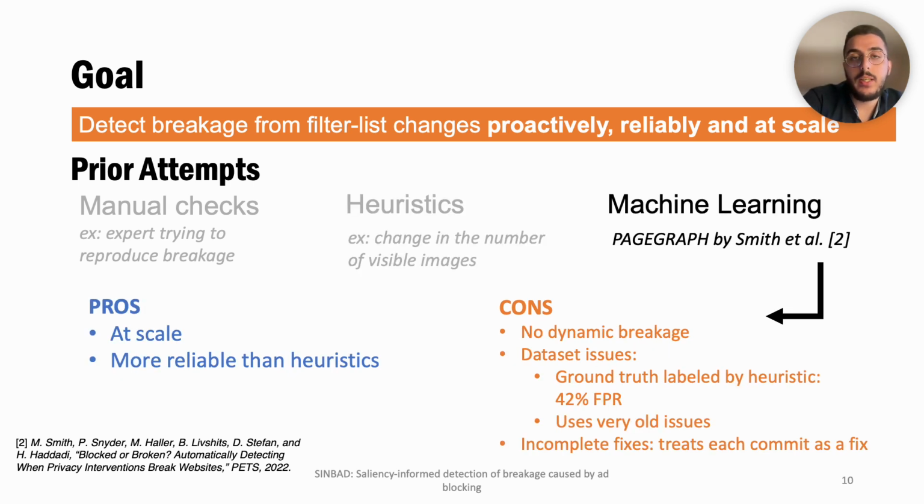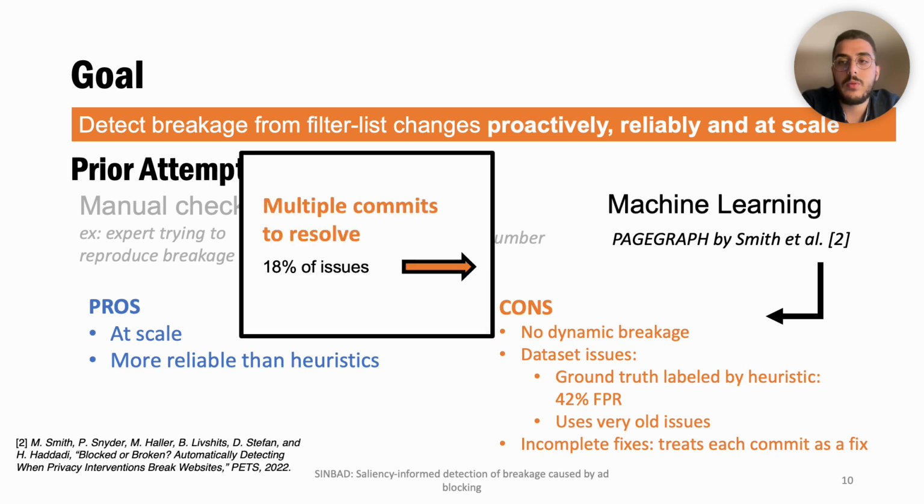Lastly, there is one machine learning technique, called page graph by Smith et al., that tries to cast web visits into graph representations and extract features from comparing these pairs of visits to detect whether ad blocker rules that are changed are breaking or not. While the machine learning technique scales and is more accurate than heuristics, page graph still performs no interactions and is limited to static breakage. This approach also uses a heuristic to label the dataset, which we find to have high false positive rates. On top of that, they include many old breakage issues that we could not reproduce.